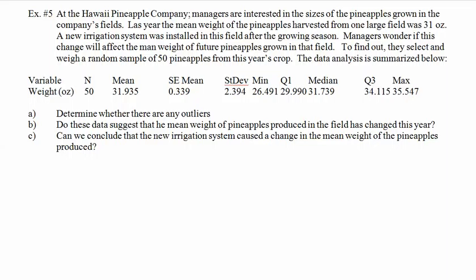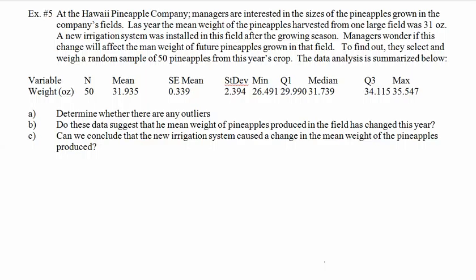Hello, in this part of the lesson we are looking at a two-sided t-test. The example reads: at the Hawaii Pineapple Company, managers are interested in the sizes of the pineapples grown in the company's fields. Last year, the mean weight of the pineapples harvested from one large field was 31 ounces.